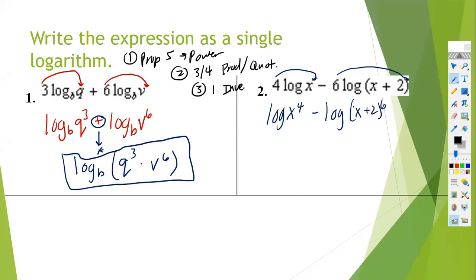You cannot distribute over addition and subtraction. This literally means you have x plus 2 times x plus 2 times x plus 2 times x plus 2 times x plus 2 times x plus 2. And we're not going to do that math, okay? We're going to leave it as it is. All right, next, you're going to check, is this quotient or product? Quotient. So it's going to lead to me having 1 base, but we are dividing our arguments. x to the 4 divided by x plus 2 to the 6. And that is it.